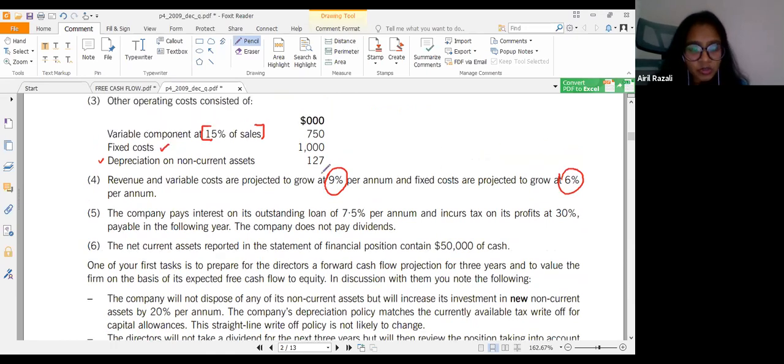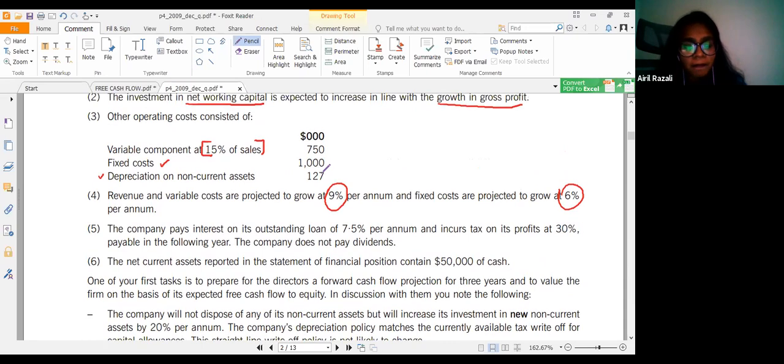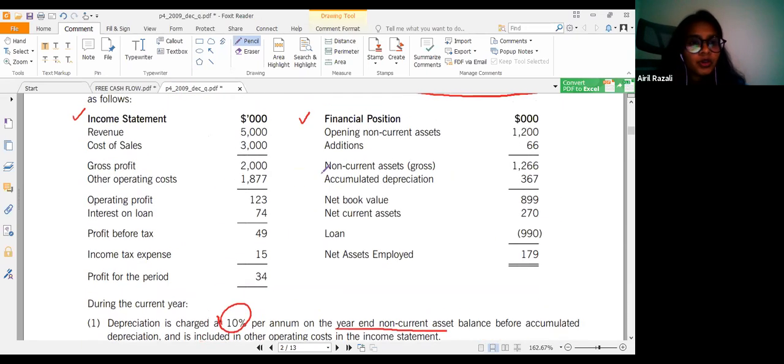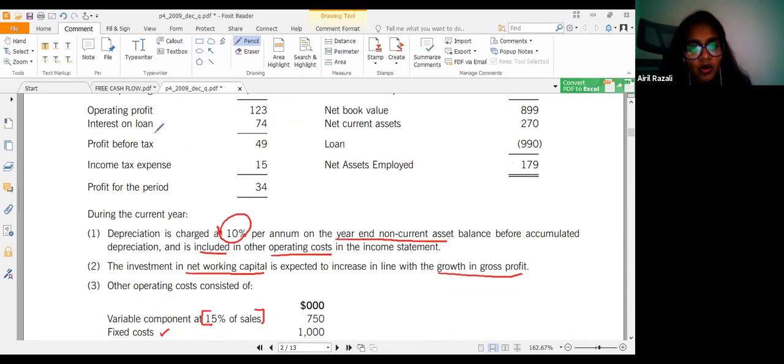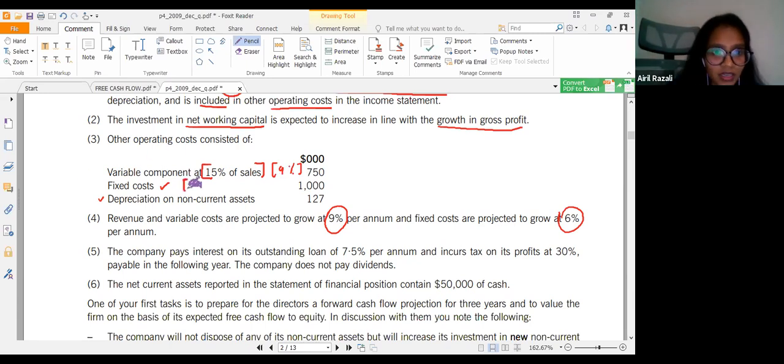Whenever you get percentages of growth, the best thing for you to do is go up here and write the percentage wherever you have space. Why? Because you don't want to keep flipping the page. You must remember the question is long, so we want to try our best to minimize rereading the question. Here your growth is 6%.